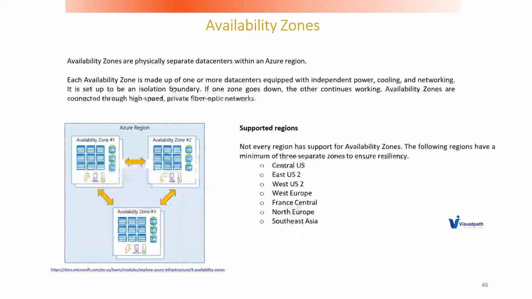Then when you go to this one, you're going to have availability zones. What are these availability zones? Availability zones are physically separate data centers within an Azure region. Each availability zone is made up of one or more data centers equipped with independent power, cooling, and networking. Okay, it is an isolation boundary.